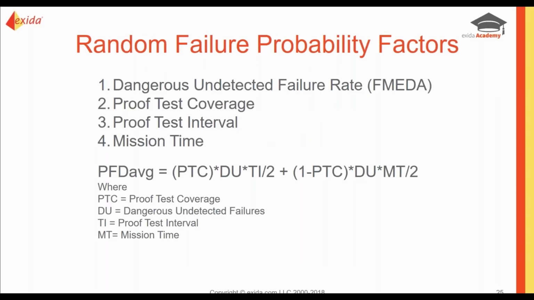I talked about the PFD average being a calculation, and this is a very simplified version of the calculation. This only takes into consideration 4 of the possibly 10 variables, but even in the simplified calculation, one of the most important factors in your PFD average calculation is your dangerous undetected failure rate. And that dangerous undetected failure rate, where does that come from? That will be those failure rates for the safe failure fraction.